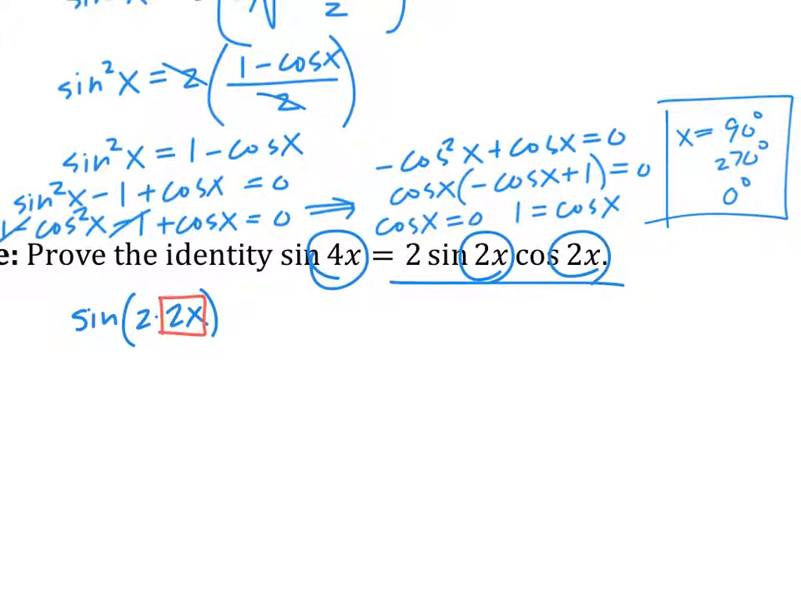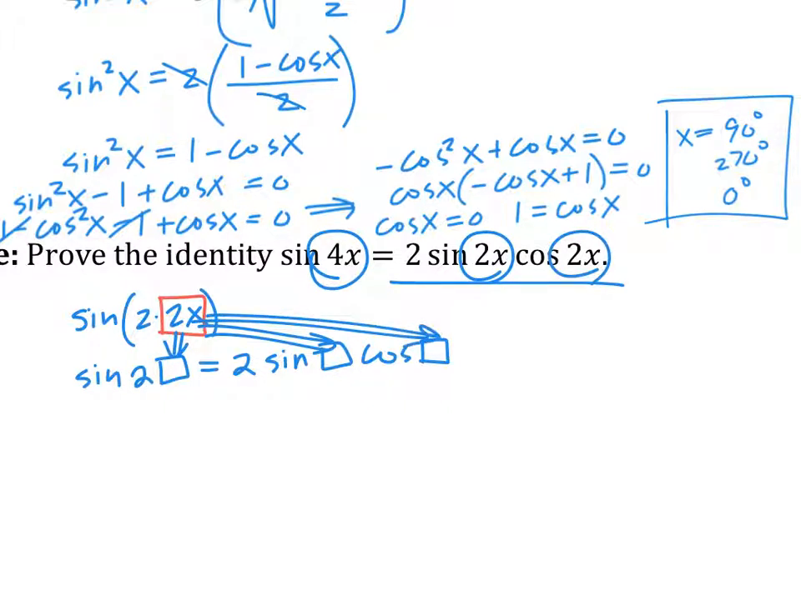So 2x is kind of the variable. We can think of this as sine of 2 times something, which is going to be the identity 2 sine something, cosine something. This is the double angle formula for sine. Okay, so now substituting in 2x into all the boxes, this is in fact 2 sine 2x cosine 2x, and we are done.